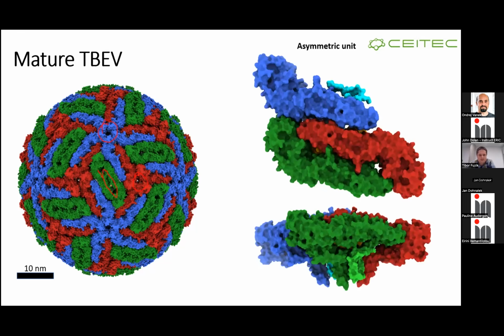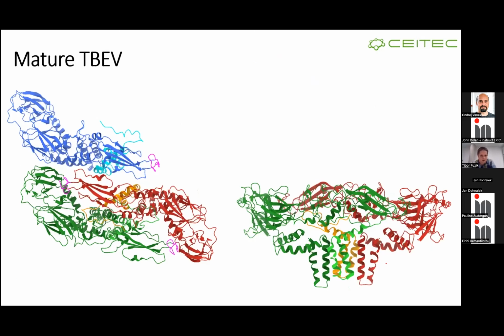However, if we take a closer look, we see that the asymmetric unit is composed of a dimer of an E protein, and underneath this dimer is another dimer of M protein, which together forms a tetramer, plus a half of another dimer of the E protein above it. We can see that the bottom part of this is anchored in the membrane. In the ribbon representation, we can see that we have E proteins colored in blue, red, and green.